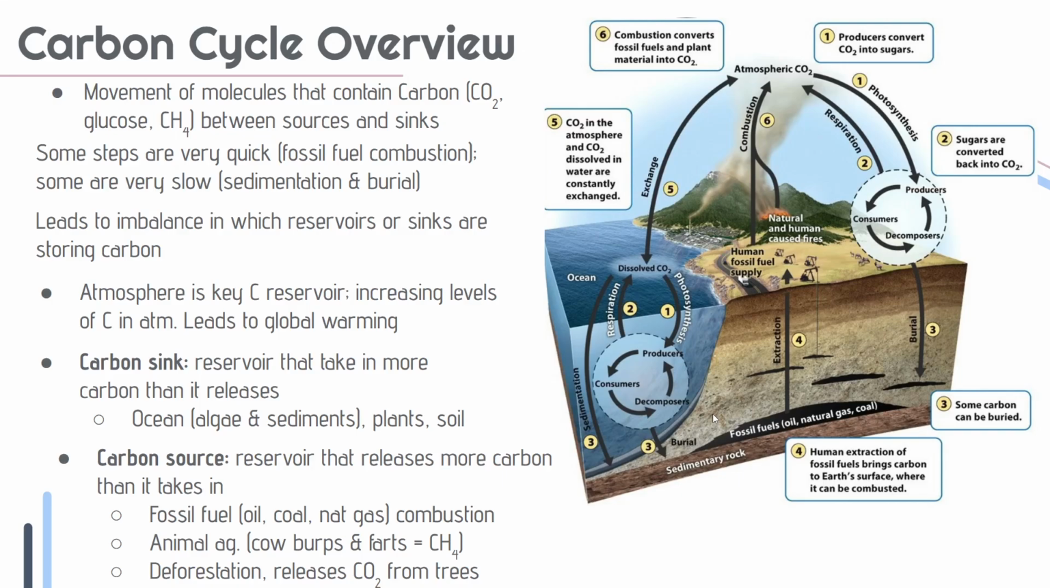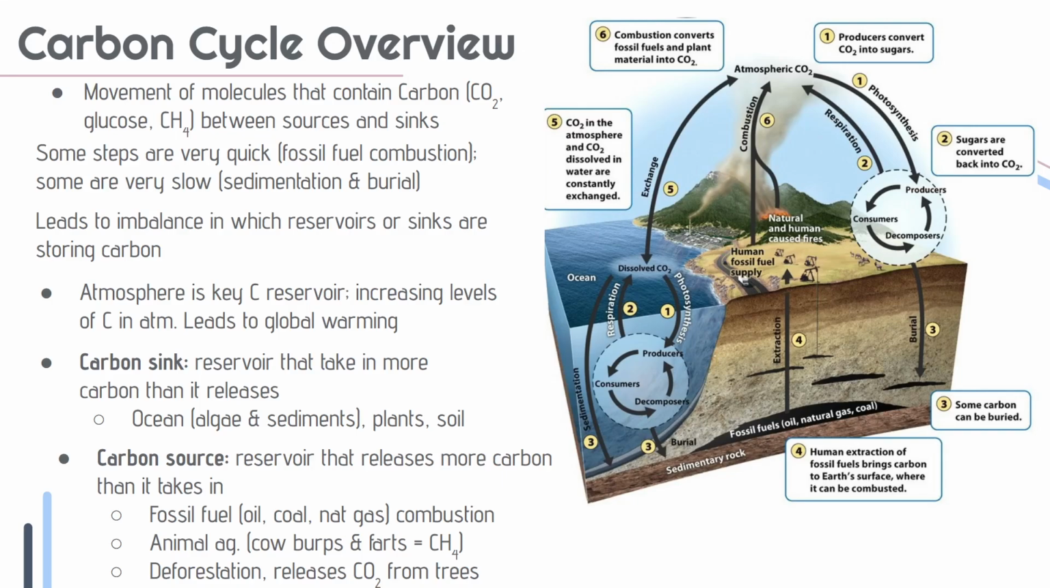The carbon cycle is a movement of carbon-containing molecules, so primarily carbon dioxide, glucose, and methane, which is CH4, between carbon sources and carbon sinks. A really important key detail is that some steps are very quick, such as the combustion of fossil fuels. On the other hand, some steps are very slow, such as the sedimentation of decomposing organic matter, and then its burial underground and its compression into fossils. It takes a really long time for that compression to occur.